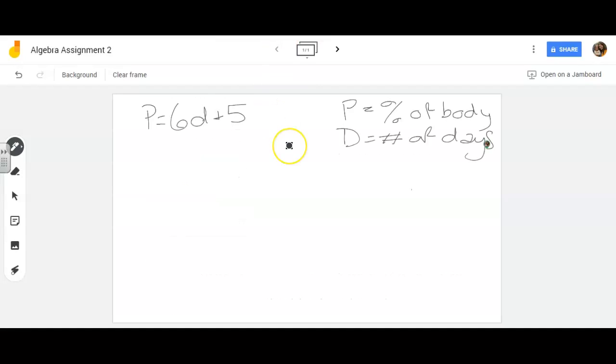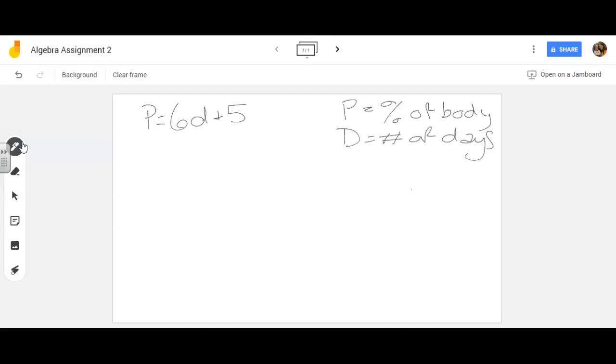Okay, so let's look at the Jamboard. So it says P equals 6D plus 5. And what we are trying to figure out is P, the percent of the body. Okay, we're trying to figure this out. I'm going to regret doing that, aren't I? Okay, but what we know is D, the number of days. Okay, so let's take a look at this.